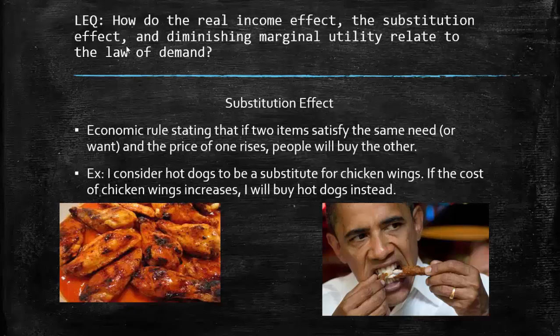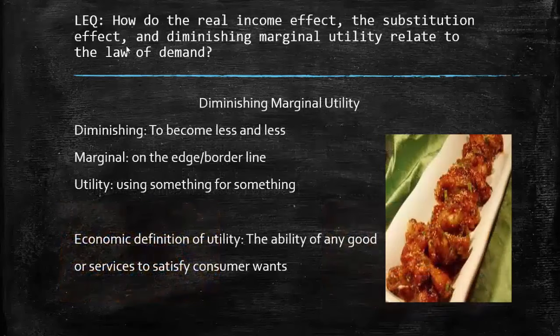That's the substitution effect. And our final factor that explains the inverse relationship between price and quantity demanded is diminishing marginal utility. Whew! Diminishing marginal utility. I dare you guys after this video, try to integrate diminishing marginal utility in your everyday speech. People are either going to think you're insane and speaking a different language, or they will give you props for sounding so incredibly smart.